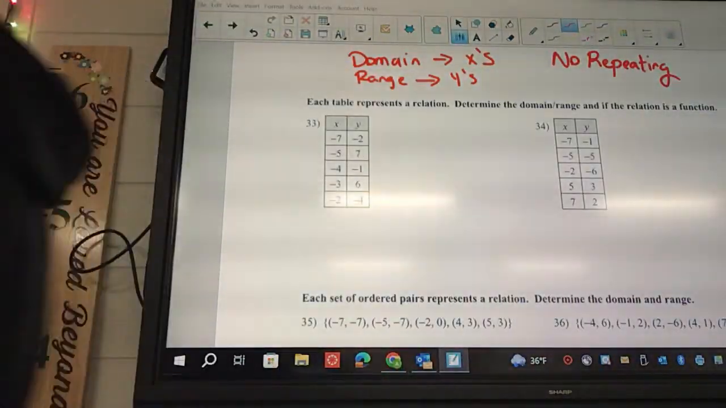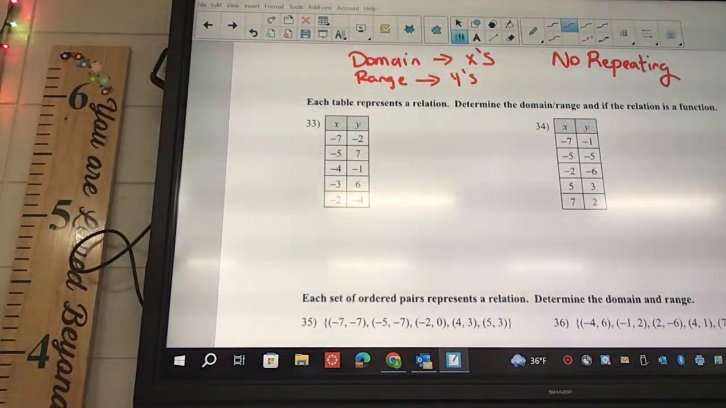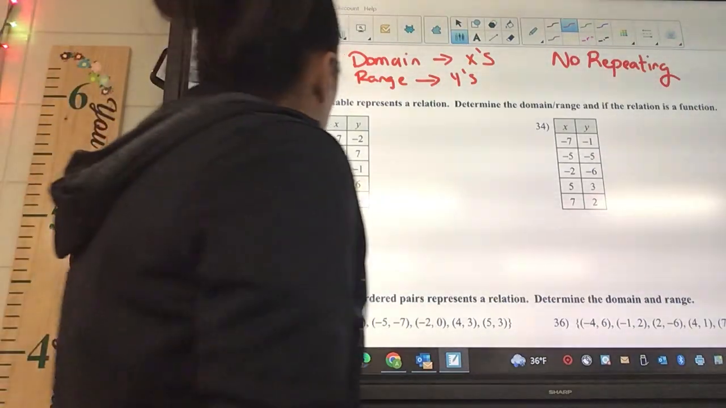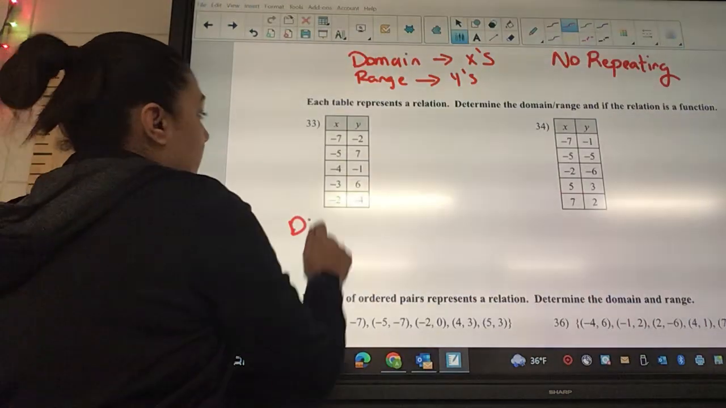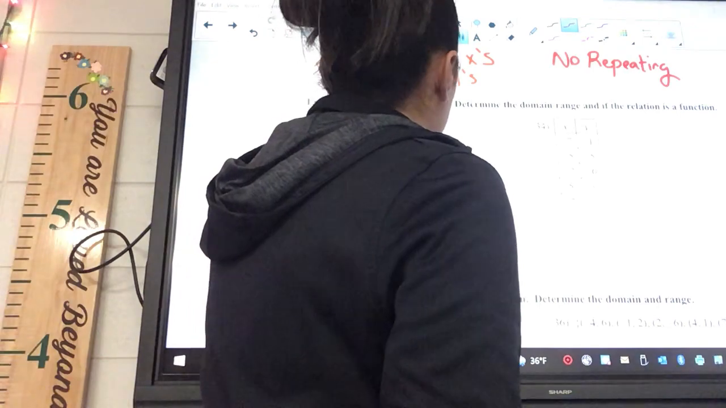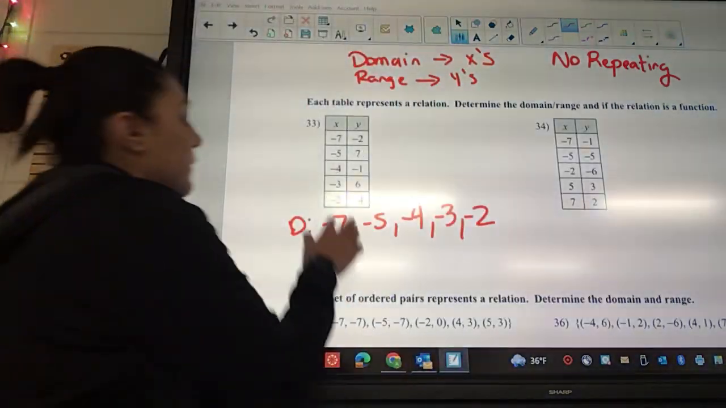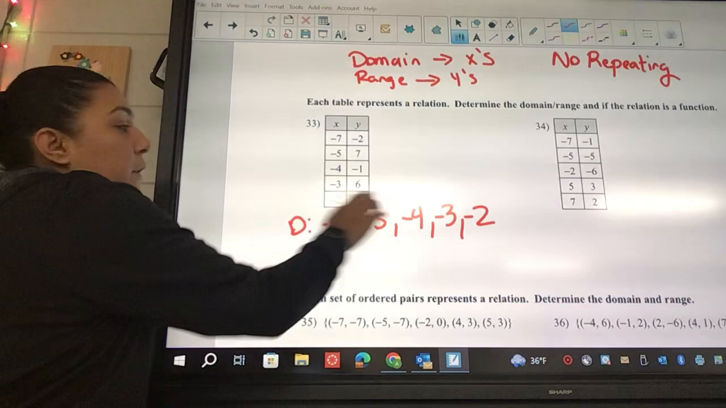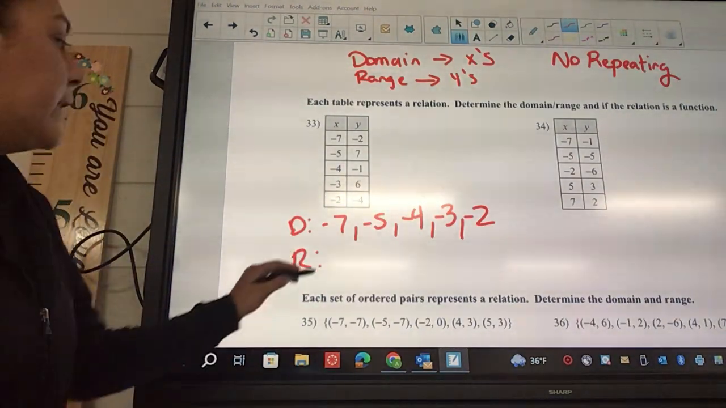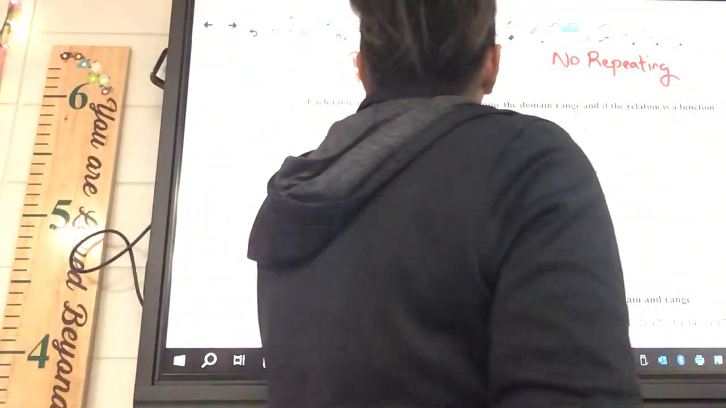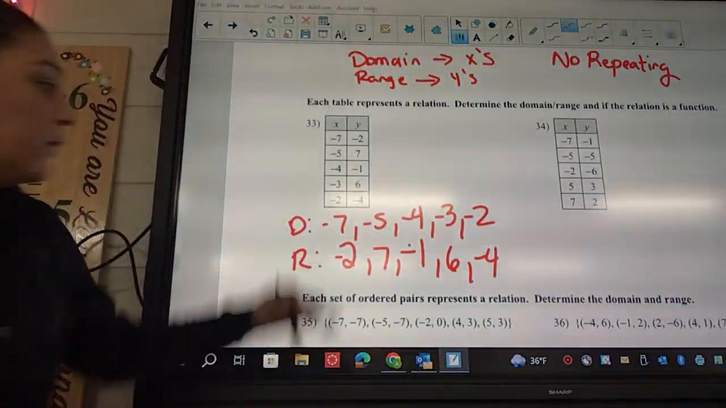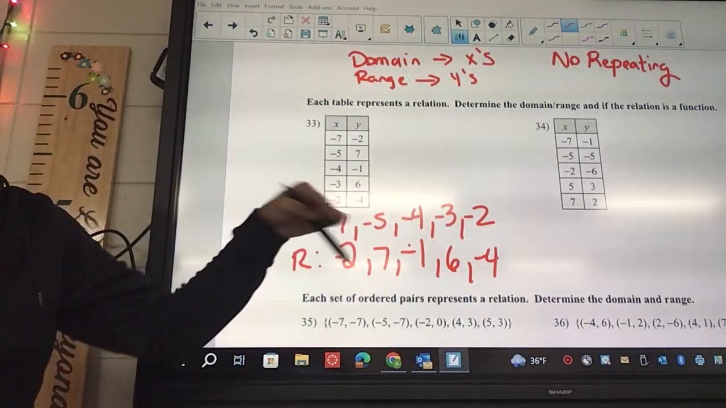Okay, and then you can tell it's a function if there's repeating. So the domain is going to be -7, -5, -4, -3, and -2. If this was like -3 and -3, you can only write it down one time. For the range, I got -2, 7, -1, 6, and -4. You can repeat this way, like up and down, but you cannot repeat long ways.